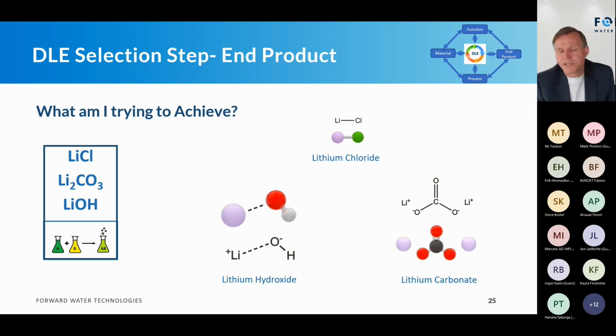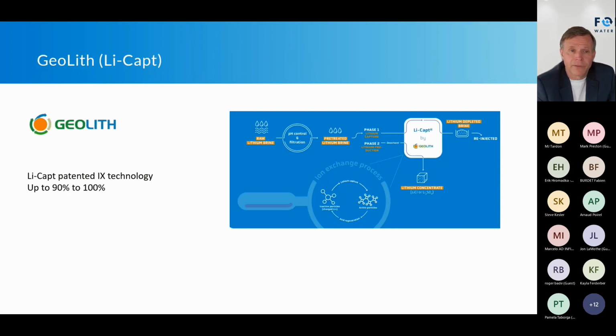So that's another thing when looking at your DLE process: what is the end product? If I'm going to have something converted, then maybe the selectivity or the contaminants in the eluate won't be a big issue for me, because someone else is going to be handling them. So those are some of the questions to look at, and some of the questions I have for our clients.